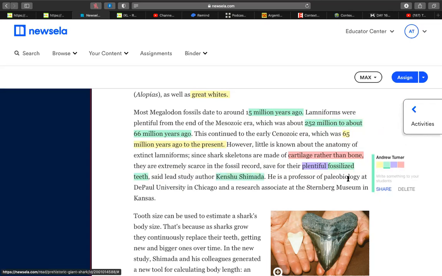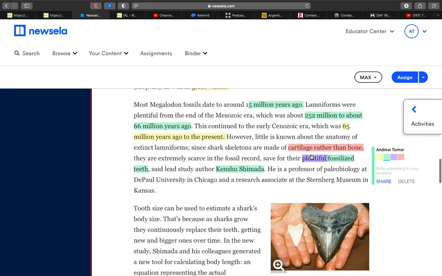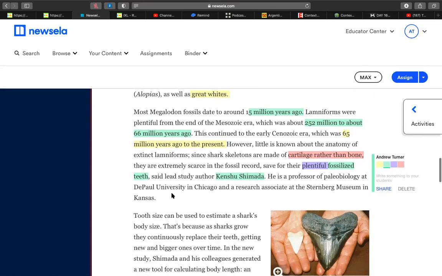All right, so a couple things, time frames. We're talking about fossils that are about 15 million years old, and they were around 252 million to 66 million years ago. And we're talking about why we don't see skeletons. They don't have a skeleton, they have cartilage. If you've ever gone fishing and caught a shark and ate that shark, you can literally cut it into steaks. It has just cartilage for its quote unquote backbone. And its teeth are the only things that we still see.